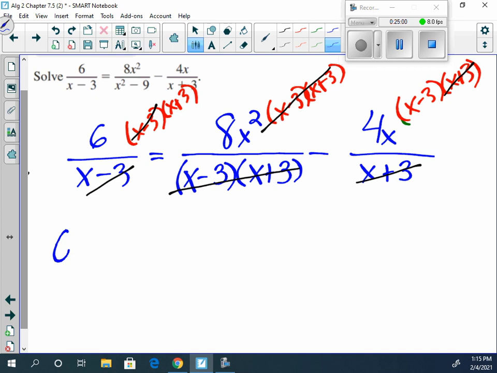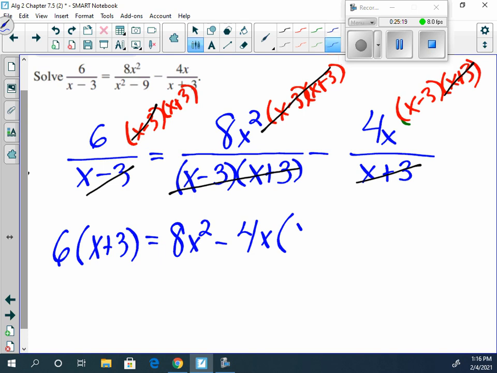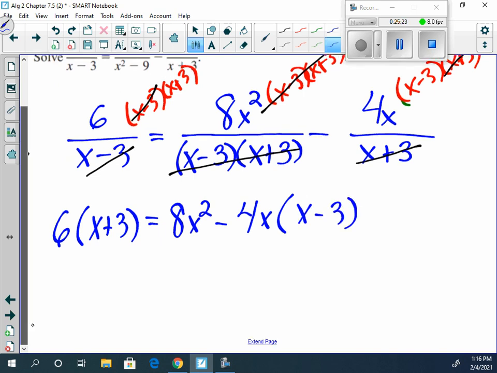So the first one we're left with 6 times x plus 3 is equal to, well, 8x squared, because everything simplified in the denominator and everything simplified with what we were multiplying by. So there's nothing left over. Minus 4x times x minus 3. So this is all we have left. Luckily, it's not too much. We don't have multiple sets of parentheses to multiply. So it's a little bit easier or nicer than the last one.